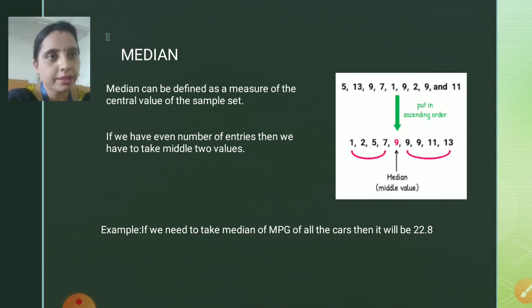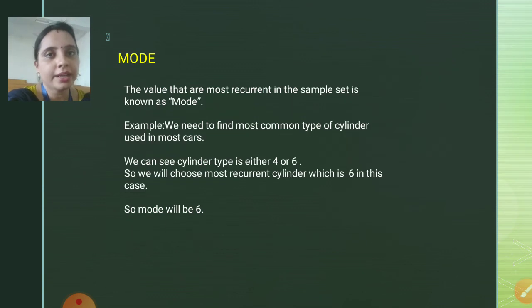I hope I am clear with this topic also. Moving ahead to our last topic, that is mode. Mode is the third and a very important part in this. It indicates the value that is most recurrent in the sample set. Mode basically represents the value which occurs or recurs more often.